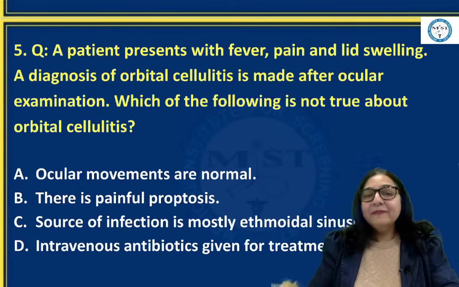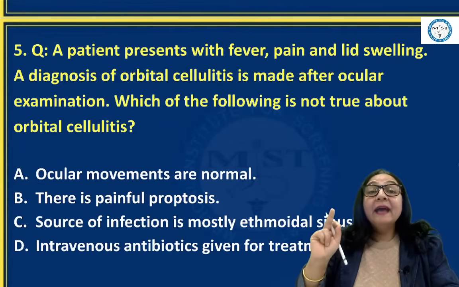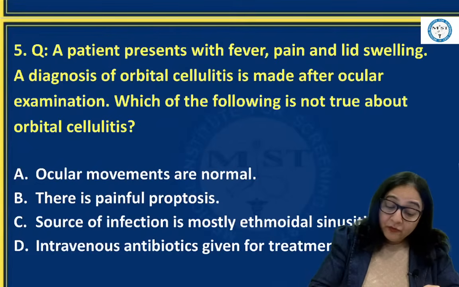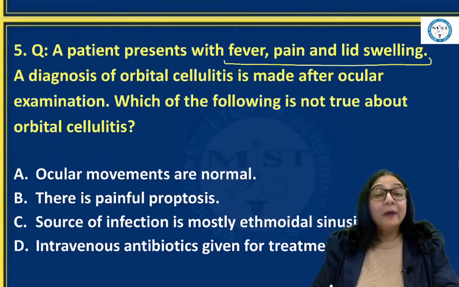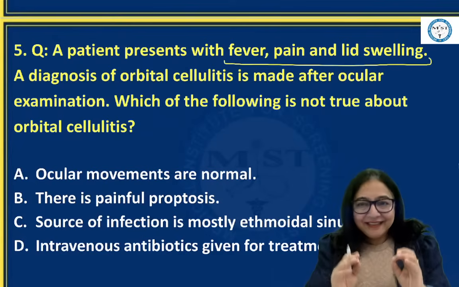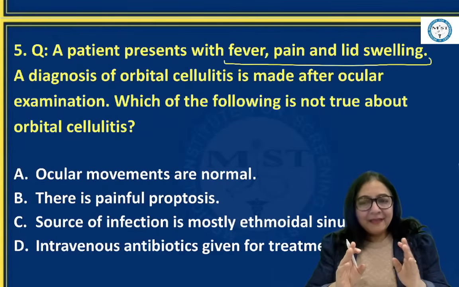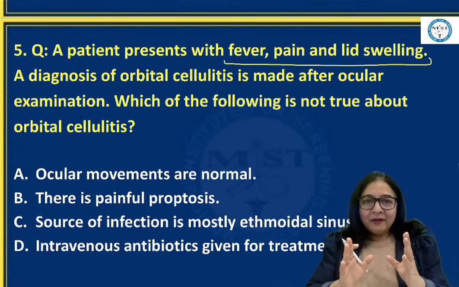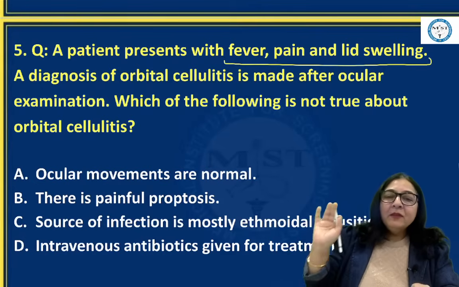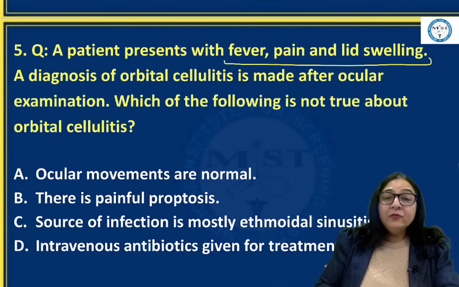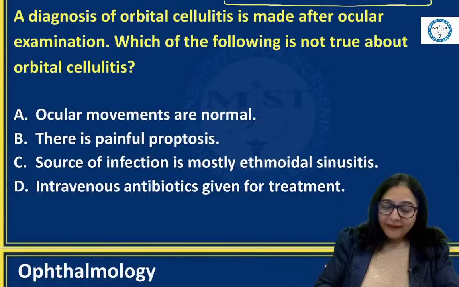A patient presents with fever, pain and lid swelling. Okay, so what are the symptoms with which the patient is presenting? Fever, pain and lid swelling. A diagnosis of orbital cellulitis is made. So already they have told you the diagnosis. So after ocular examination, the ophthalmologist decides that this is a case of orbital cellulitis. Now, which of the following is not a true statement about orbital cellulitis?